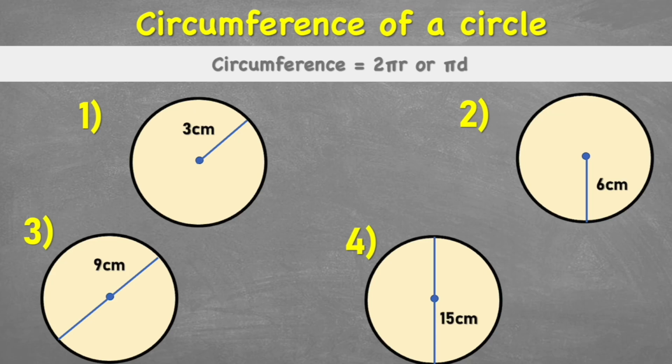Today we're going to look at how to find the circumference of a circle when given the radius or the diameter. Let's jump into it.